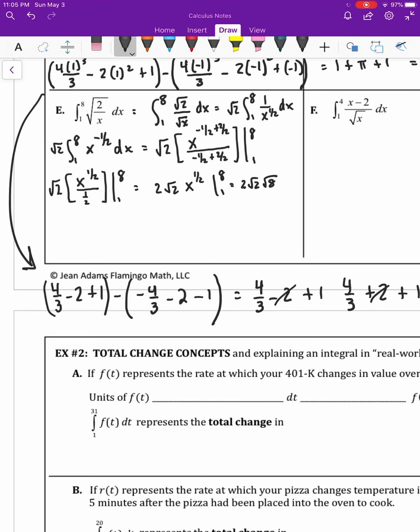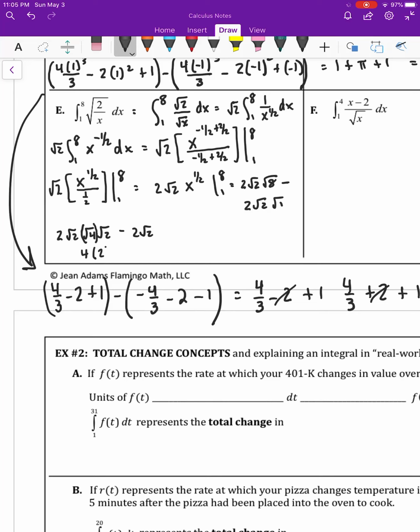So instead of division by 1/2, it's the same thing as multiplication by 2. So I just put that 2 in front of the square root of 2. So now we've got 2 square root of 2 times the square root of 8 minus 2 square root of 2 times the square root of 1. So 2 square root of 2, and then the square root of 8 is the square root of 4 times the square root of 2, minus 2 square root of 2.